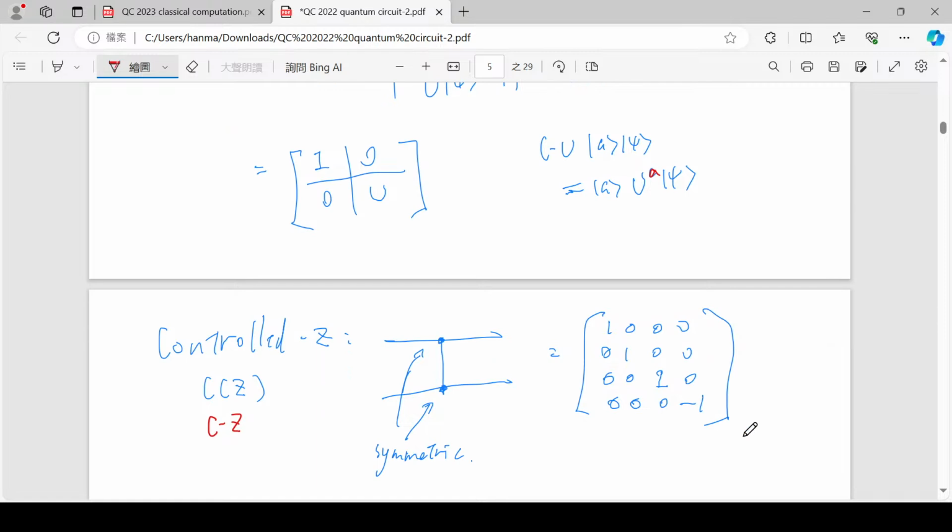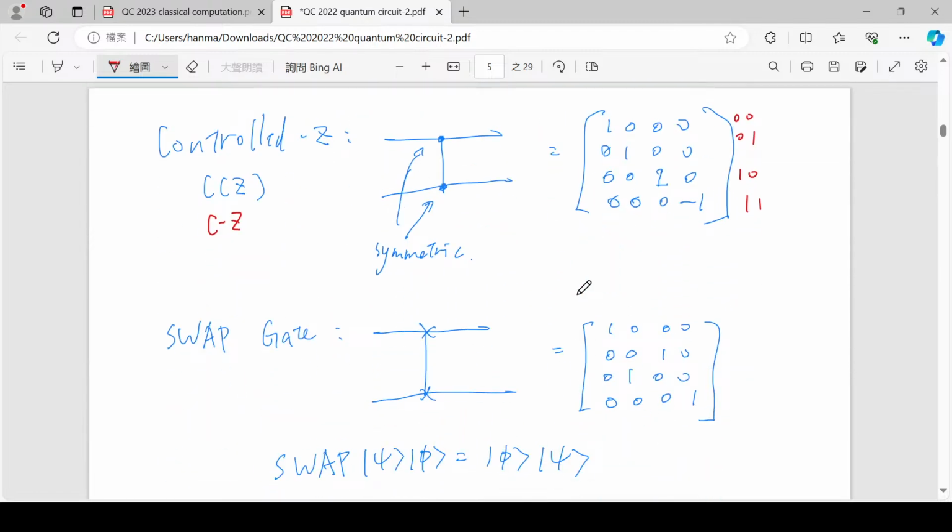And by thinking about how you apply it on the computational basis, right? So this is like 0, 0, 0, 1, 1, 0, and then 1, 1. So you see that you apply a -1 phase only on the 1, 1 input. The 1, 1 input is symmetric between the first qubit and the second qubit. So this gate is really symmetric between the first qubit and second qubit, and so you can write it in this interesting form. Okay, so that's a control gate.